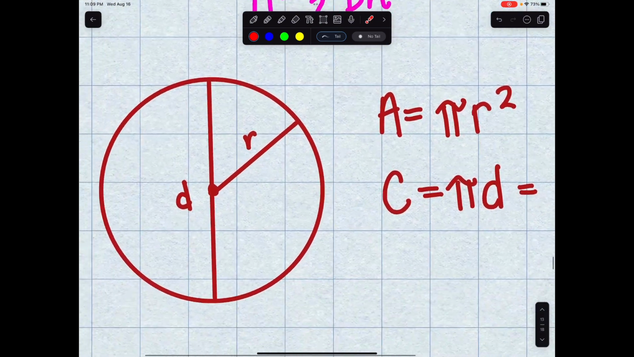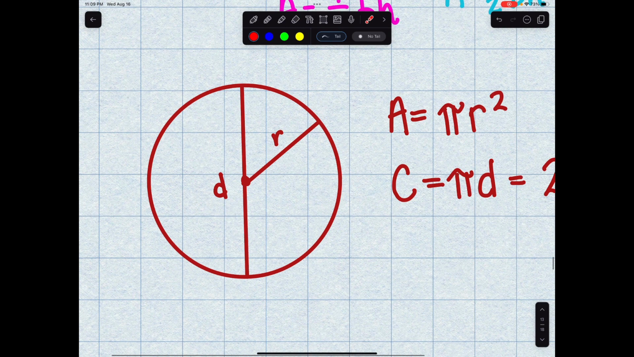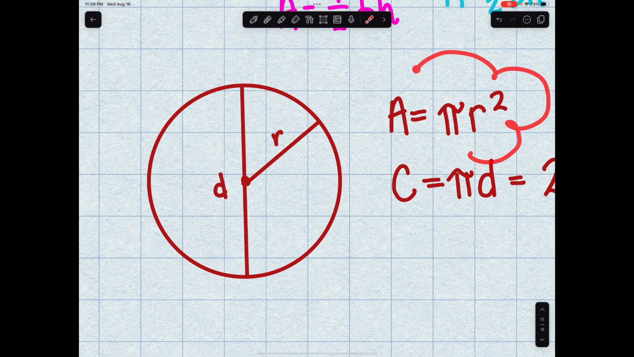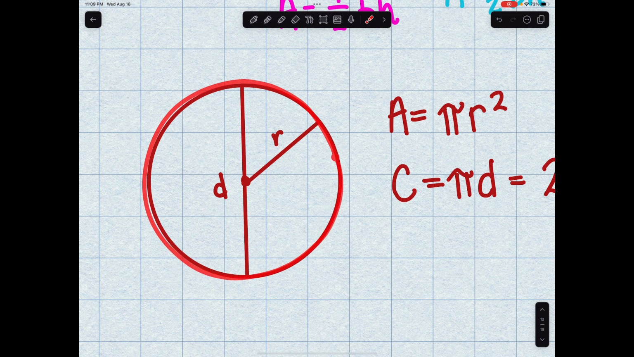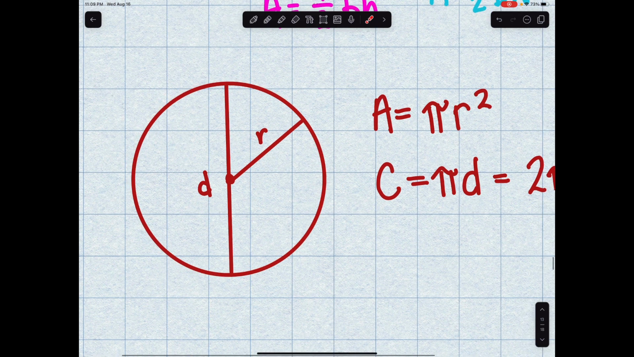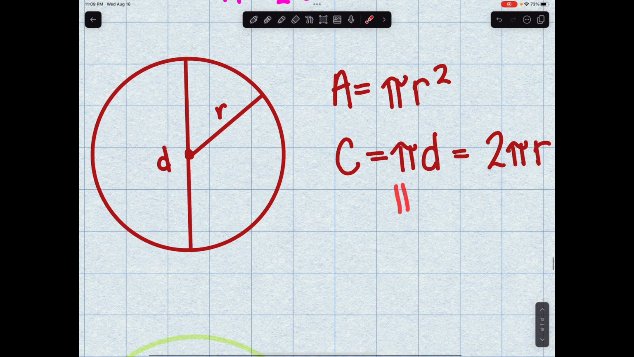Okay, do you remember the area of a circle? I hope you do, because the area of a circle is pi r squared. Okay, do you remember the circumference? The circumference is if you took a piece of string and went all the way around the circle, how long would that piece of string be? It would be pi times the diameter.